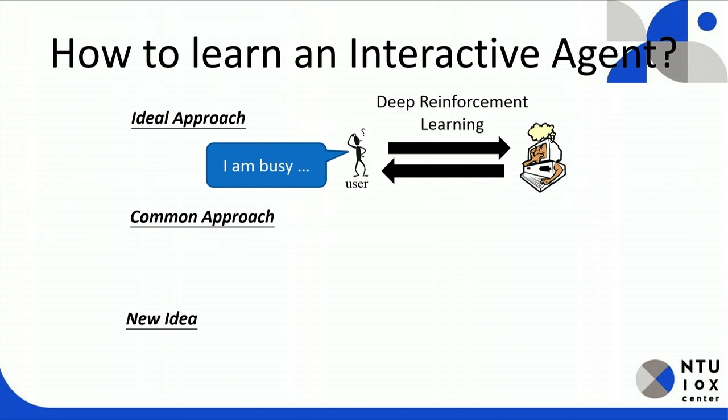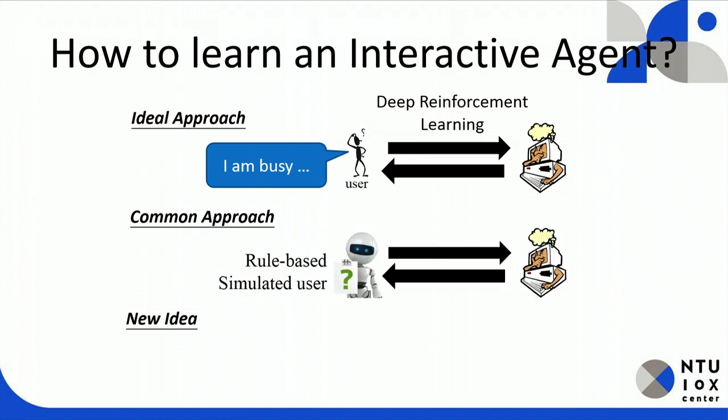Widely used in the literature, but not many people know, is you handcrafted a rule-based simulated user. Based on some rules, you have a simulated user, and you use this simulated user to interact with your dialog manager. And because the user is simulated, your system can interact with the user as many times as it wants. And in this approach, of course, you can train a dialog manager by deep reinforcement learning.